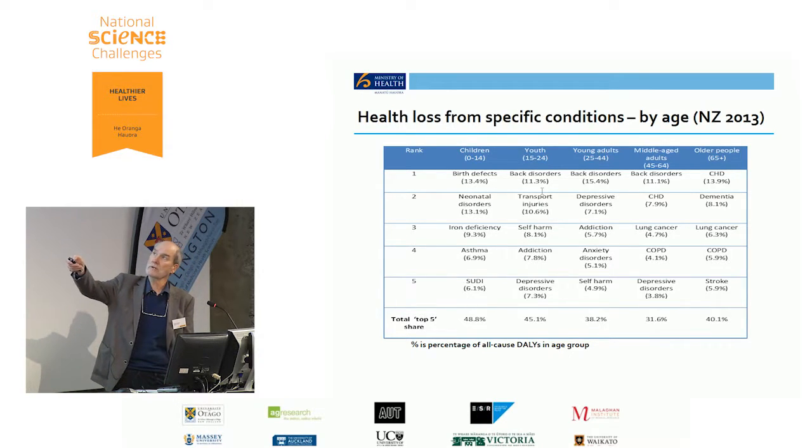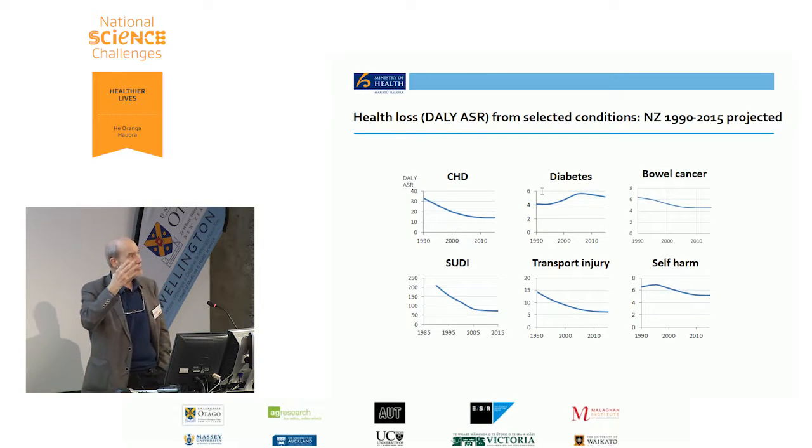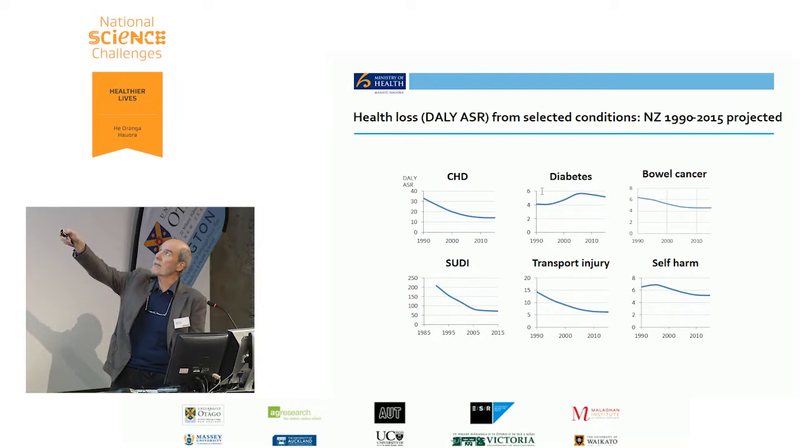This is what's been happening to various diseases. Robert mentioned coronary heart disease falling. Diabetes has gone up considerably. Notice it seems to have plateaued as a disease burden, not as a prevalence. We'll talk a little bit about that in a minute. Bowel cancer is coming down somewhat.